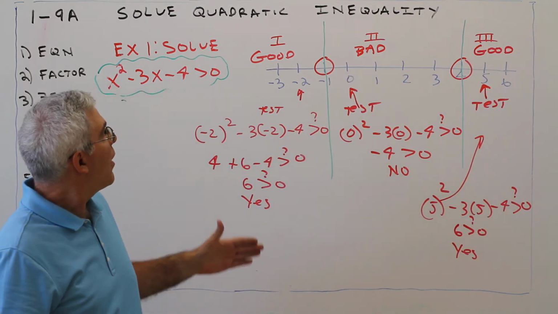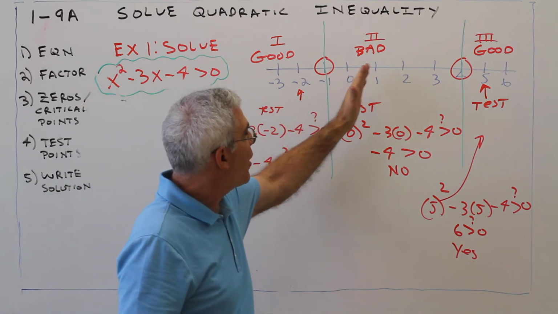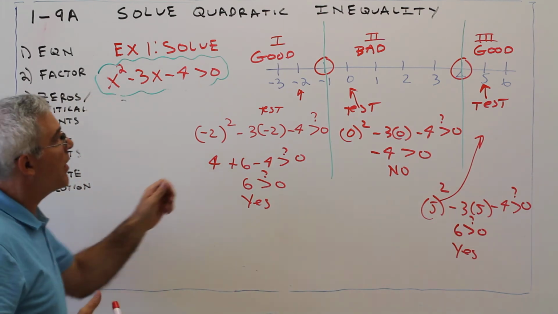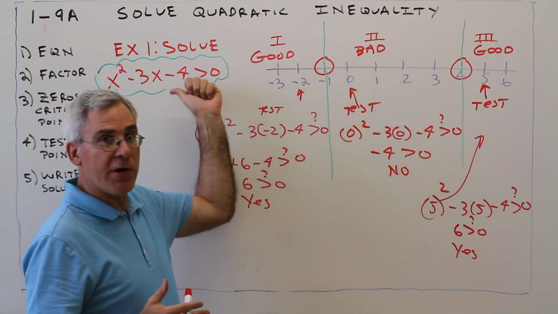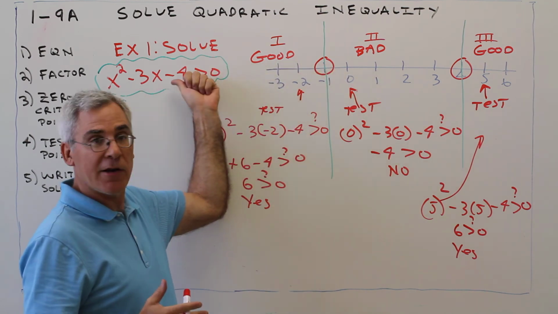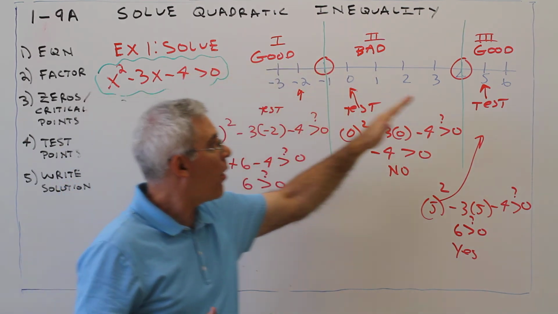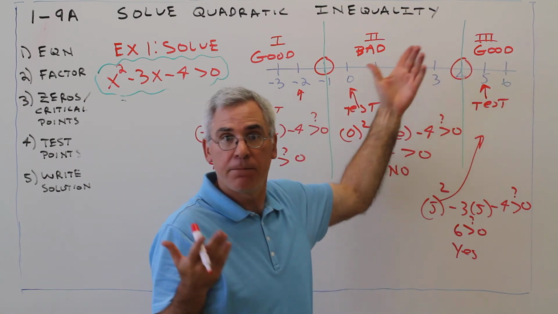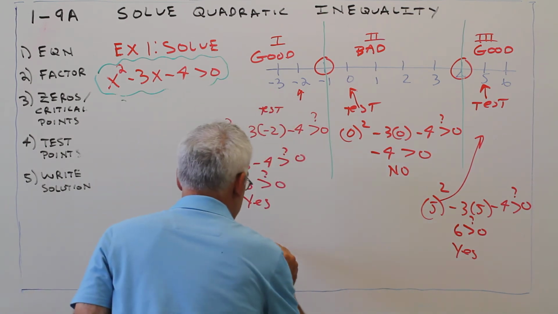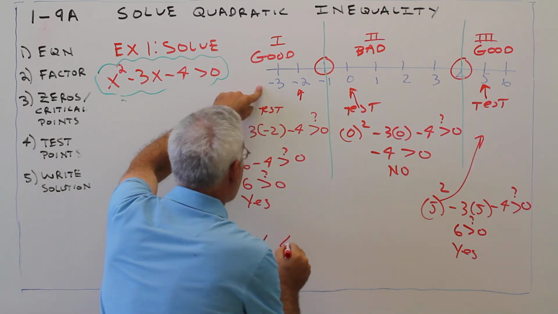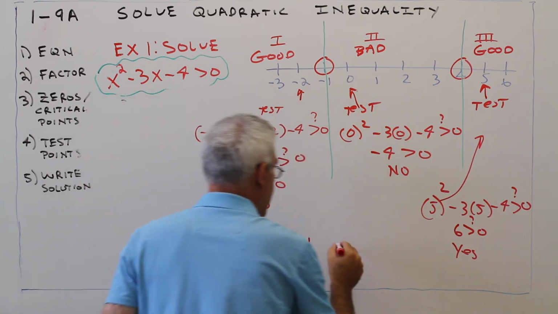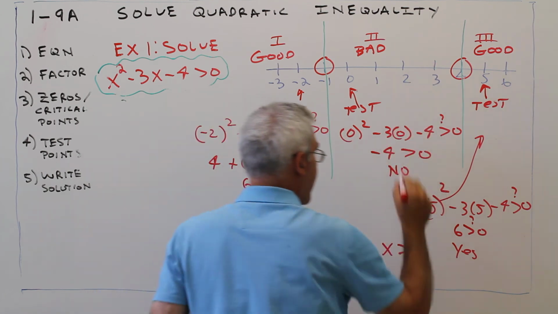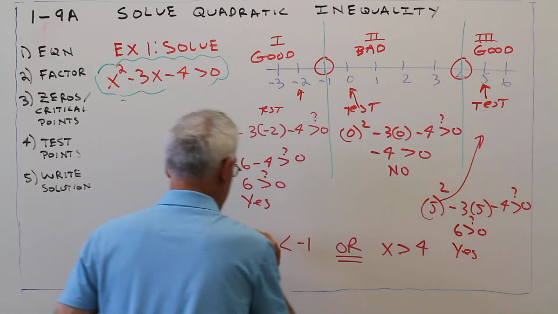All right, so I've got a good region here, a bad region here, a good region here. So my solution is going to be all x's in the good region, which is x's less than negative 1, or all x's in this region, which will be x greater than 4. So I'll just write my solution. I'll say x less than negative 1, or x greater than 4.